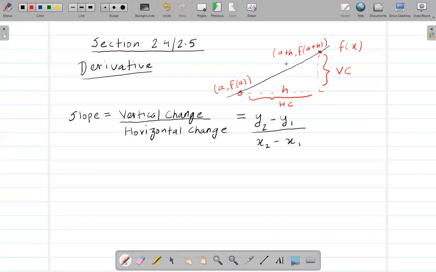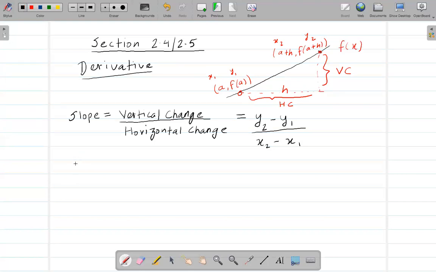All right, so using these 2 points, if I want to use this formula, y2 minus y1 over x2 minus x1, then I can assume this is x1, y1, and this is x2, y2. So the x2 is a plus h, and y2 is f of a plus h. And here x1 is just a, and y1 is f of a.